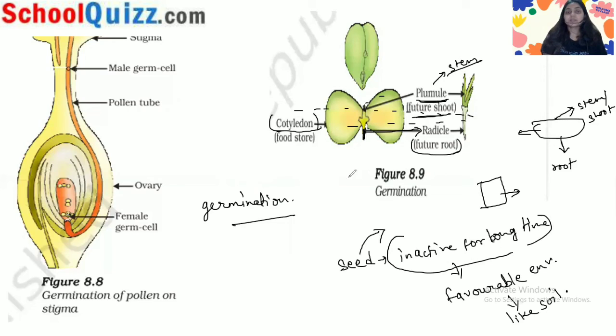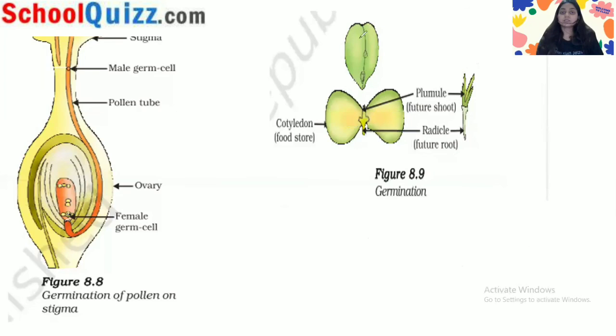So this is the germination process, and we have discussed all the process. Let's end this class here, and from tomorrow we will discuss sexual reproduction in animals.